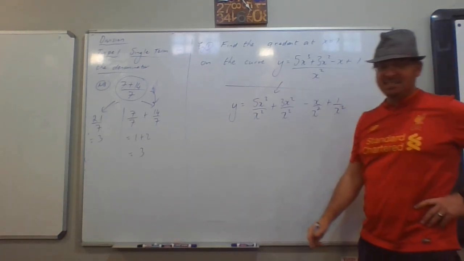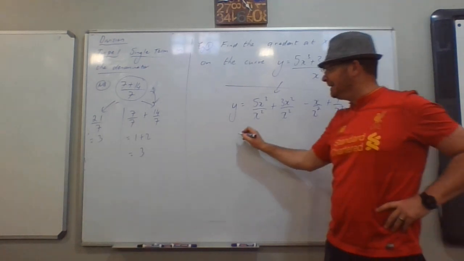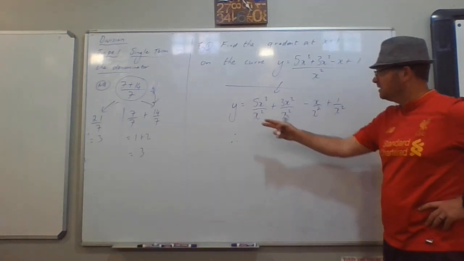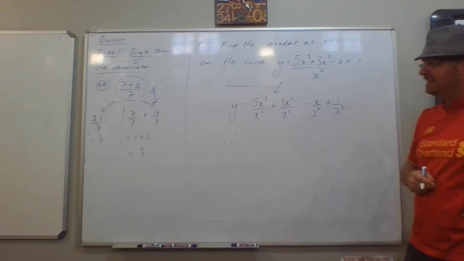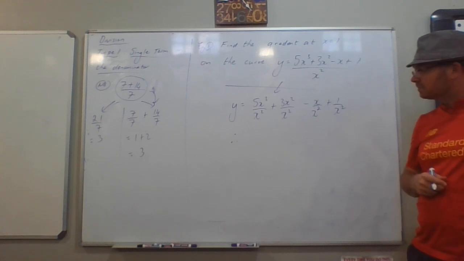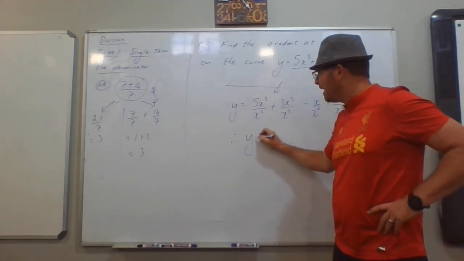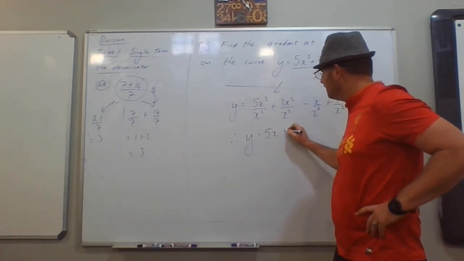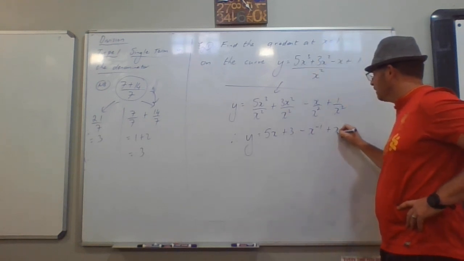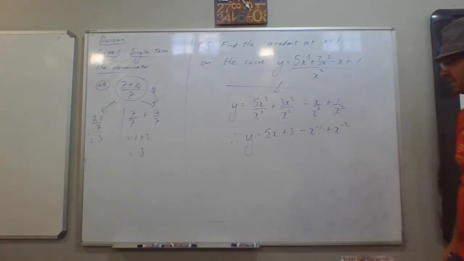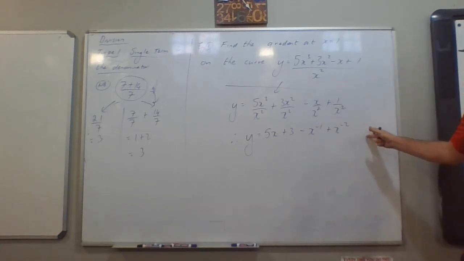Right, now you simplify each, still not differentiable because you've got a variable in the denominator. So I want you to go simplify each individual term so that you have no variables in the denominator, and then I want you to go and differentiate that. Right, give it a go. So I end up with y is equal to 5x plus 3 minus x to the negative 1 plus x to the negative 2. Okay, that is now in differentiable form.